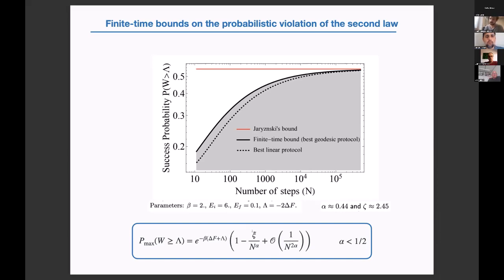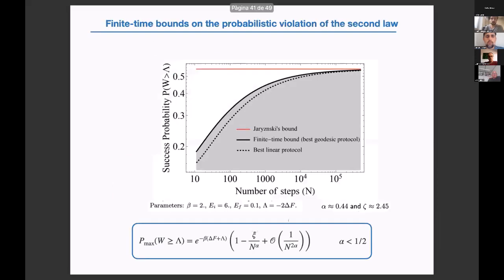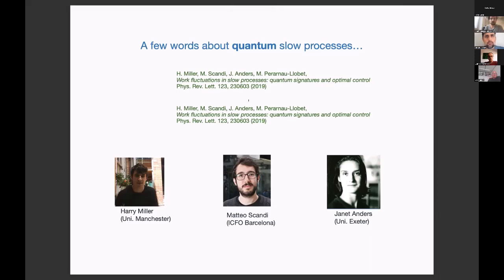So with this, I move to, actually, I wanted also to say a few words about quantum slow processes, because as you noted, everything that I was saying here holds for classical processes, in the sense that there is no quantum coherence. So I wanted to now also say a few words about some work that we did together, also with Matteo Scandi and Janet Anders, about what happens when we have quantum coherence.